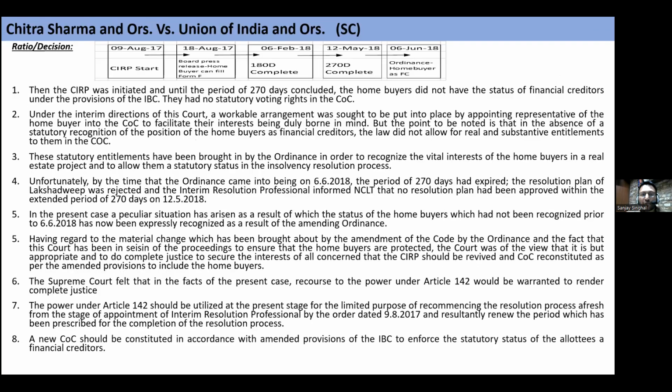And in Chitra Sharma, the Supreme Court totally took care of the home buyer and used the Brahmastra, Article 142.